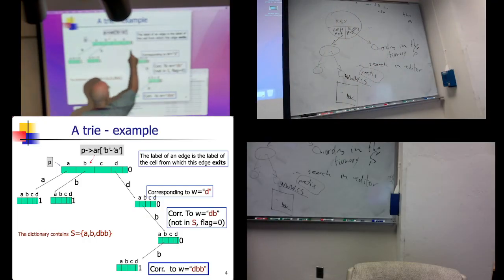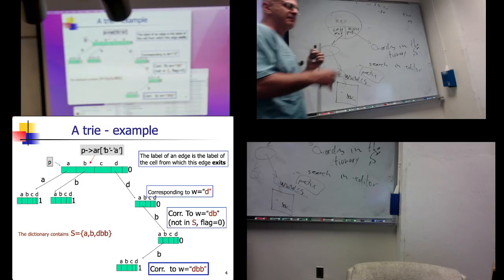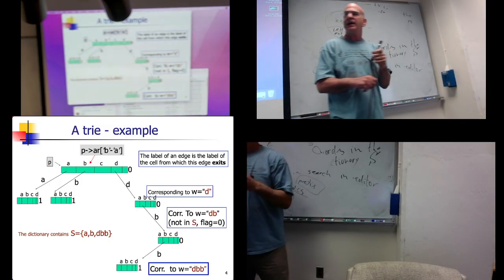Again, the label of an edge is the letter of the cell that it comes from. So I have an arrow that comes from the cell of D, another one that comes from the cell of B, another one that comes from the cell of B. So this edge is labeled D because it comes from D, then B, then B. Cells that I didn't write a value in, think about them as containing null, the address of null.